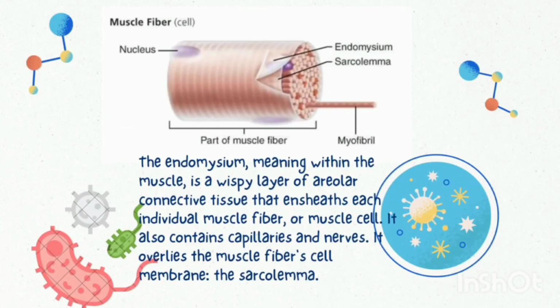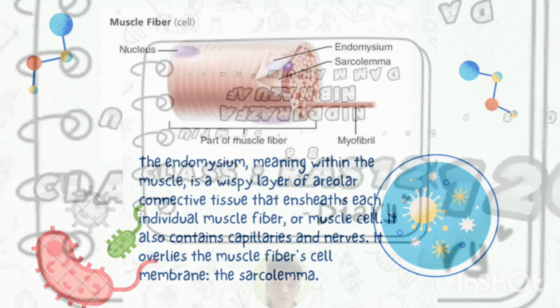Number 3 is endomysium. Endomysium, meaning within the muscle, is a wispy layer of areolar connective tissue that ensheathes each individual muscle fiber or muscle cell. It also contains capillaries and nerves. It overlies the muscle fiber's membrane, the sarcolemma. As you can see, on each muscle fiber, the endomysium completely surrounds the nucleus and the sarcolemma.